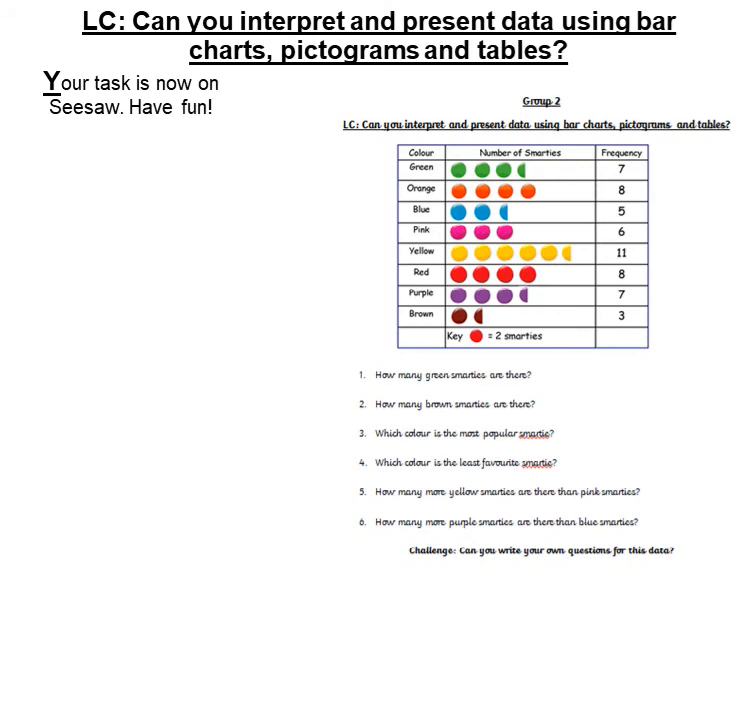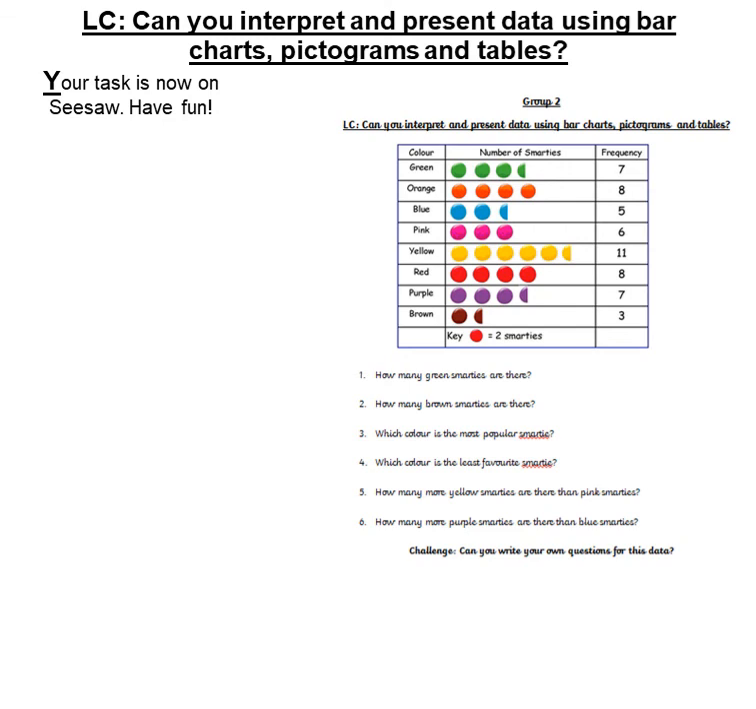So the important thing to remember on here is to look at the key, and the key says each one Smartie represents 2 Smarties. Okay, so if each whole Smartie is 2 Smarties, what do you think half a Smartie would represent? Yes, you've got it. Half a Smartie would be 1 Smartie in this pictogram. So we have got some questions to answer about this graph.